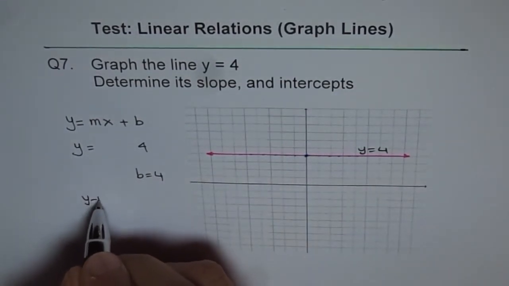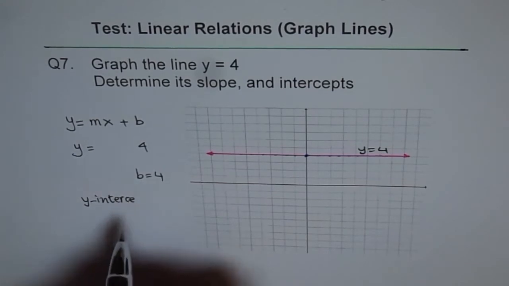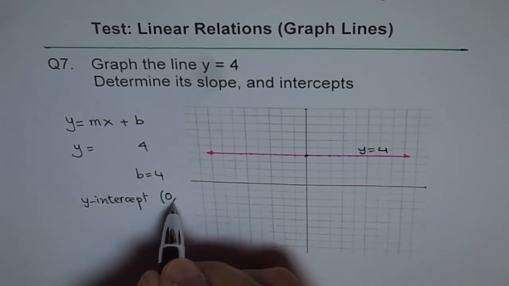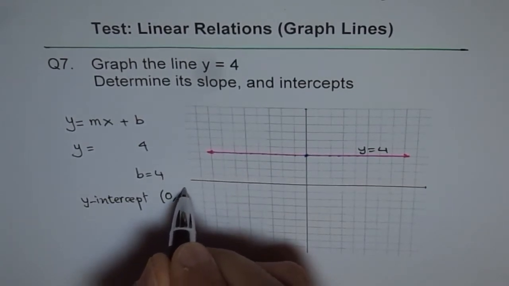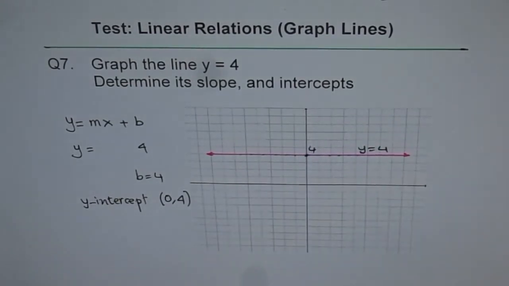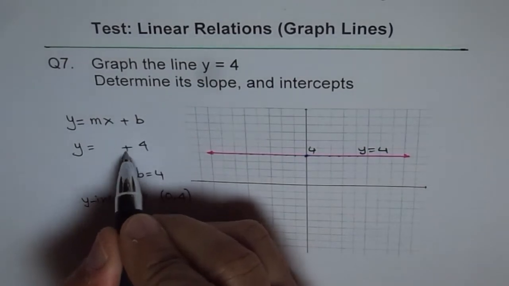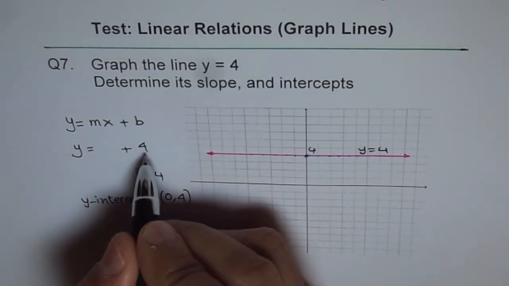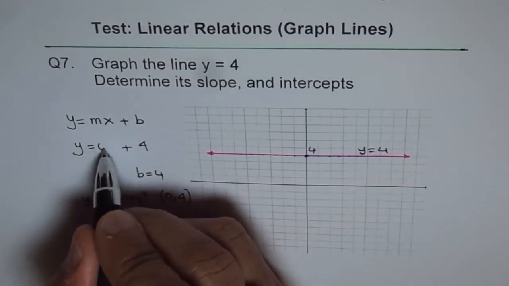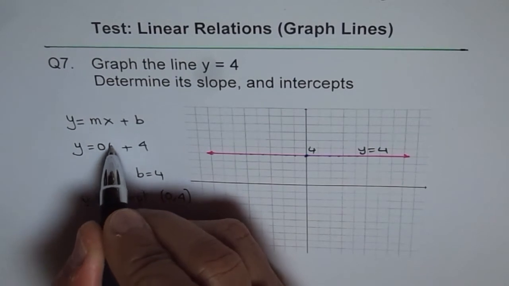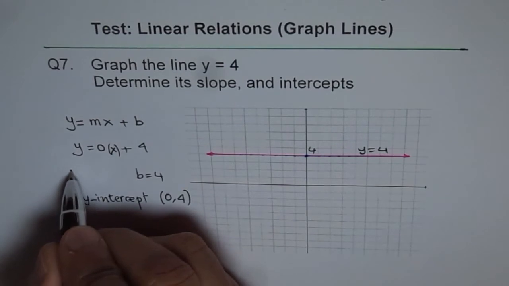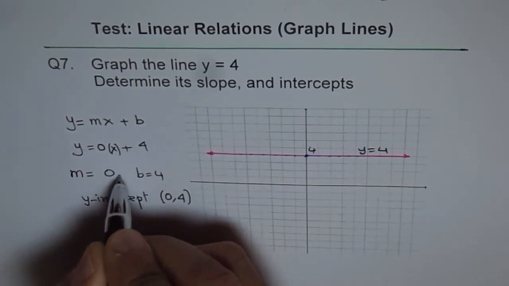So we have the y-intercept as 4, right? The y-intercept is 4. Or we could write 0 for the x coordinate and 4 for the y. So that is for the y-intercept. How about the slope? Now for any value of x, we are getting 4 as the y value. It is only possible if m is 0. 0 times anything will be 0, and therefore we are getting y equals 4. So we see that the slope m is equal to 0.